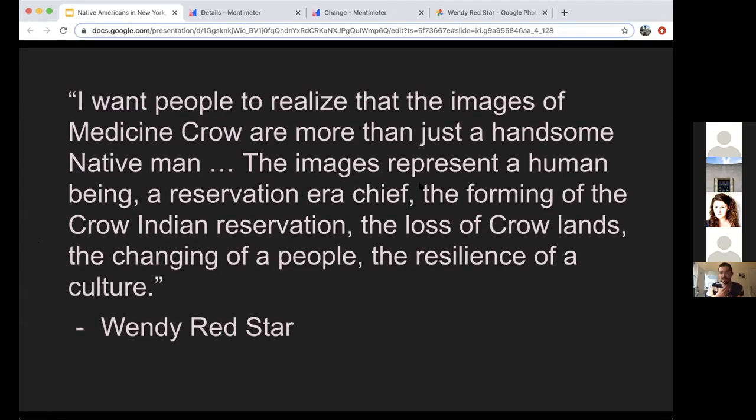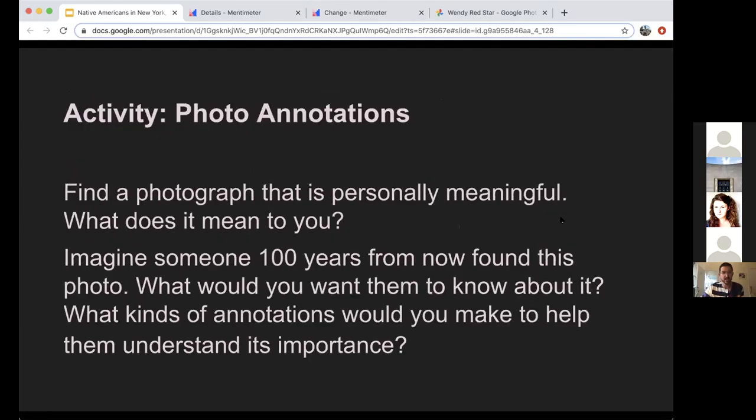So, okay, how are we doing on time? The last thing I wanted to do is share an activity. I've done variations of this activity with students before. This is one that I thought could work well for virtual learning.